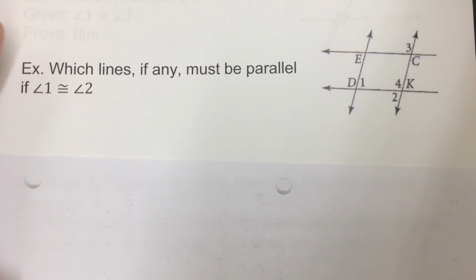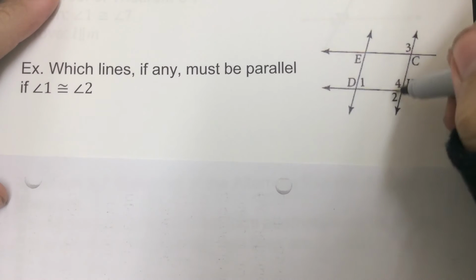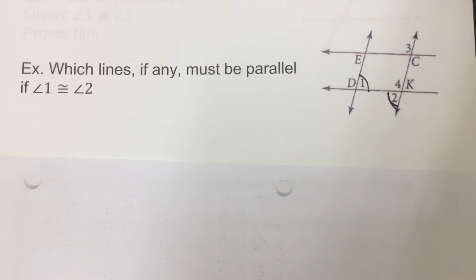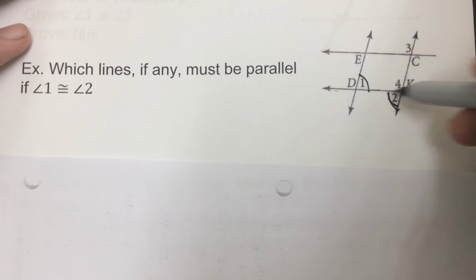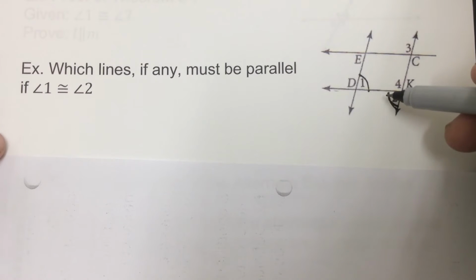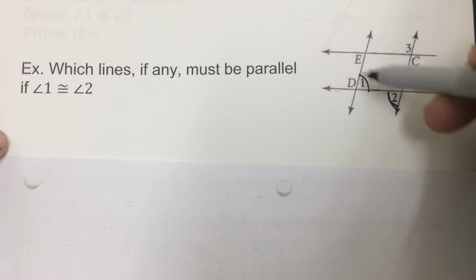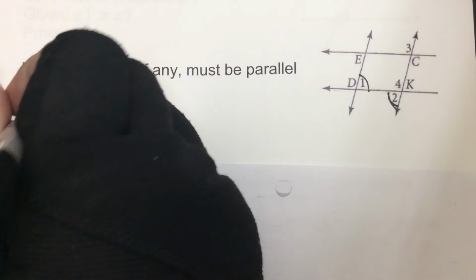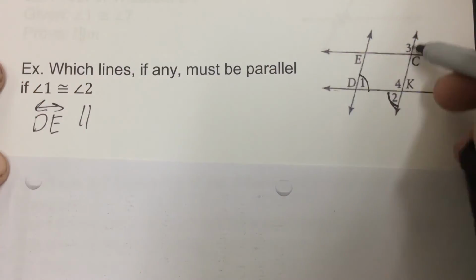So looking at this diagram, which lines must be parallel if we know 1 and 2 are congruent? So if we come over here and we're going to make our marks of knowing, okay, this one and this one are congruent. So in this case, DK is going to act as our transversal. So the one that they both touch is the transversal. And then the two lines that each one touches will be our two parallel lines. So DK touches both, so DE is going to be parallel then to CK.